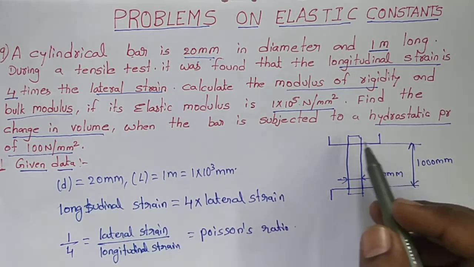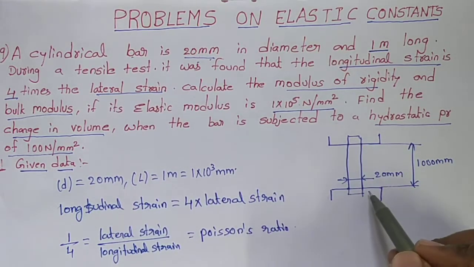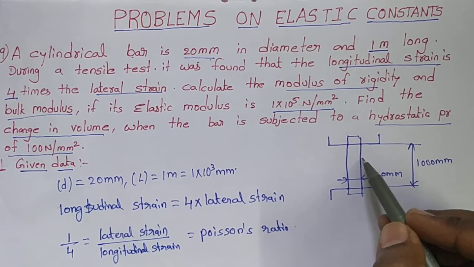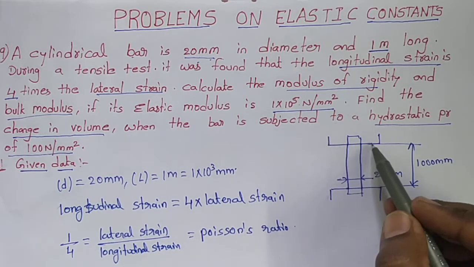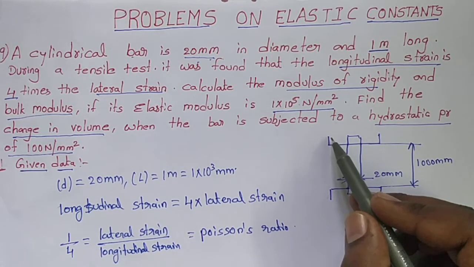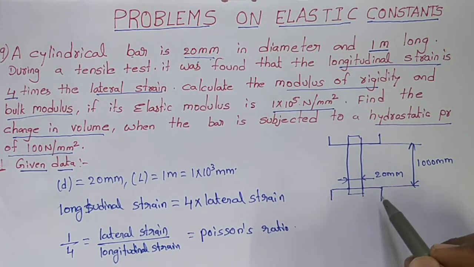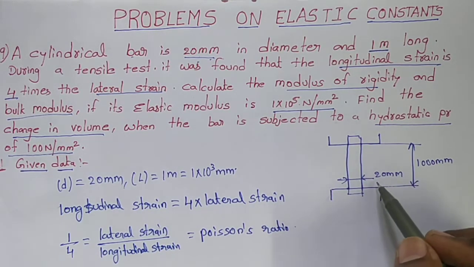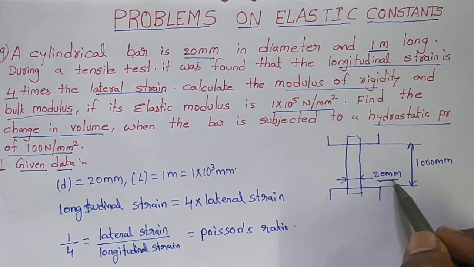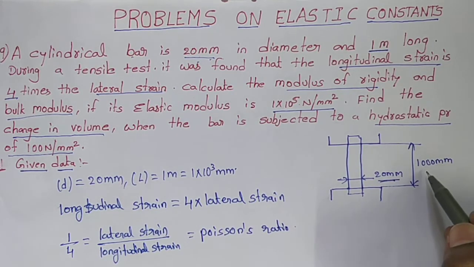Here the bar, the cylindrical bar, is placed in a universal testing machine for conducting the tensile test. The diameter of the bar is 20 millimeters and the length of the bar is 1 meter. That means 1000 millimeters.